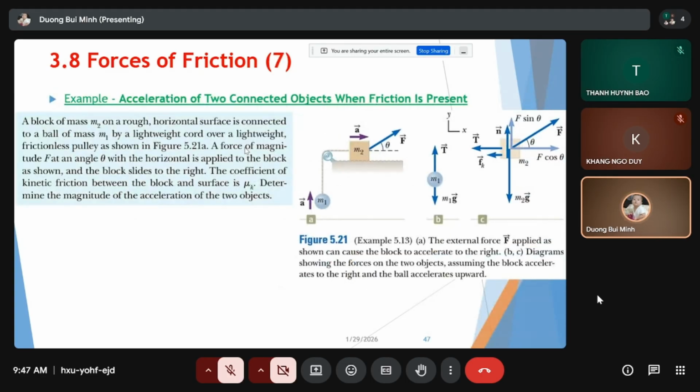Very easy, right? So now we have another example. I think you should take 5 minutes to try to understand how to describe this force diagram, and then answer these questions.